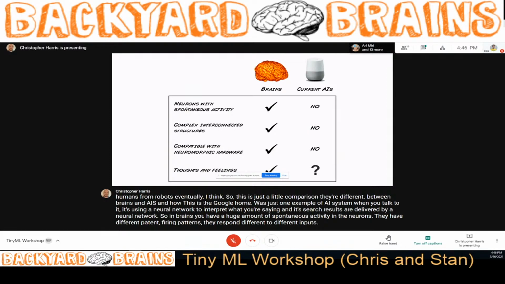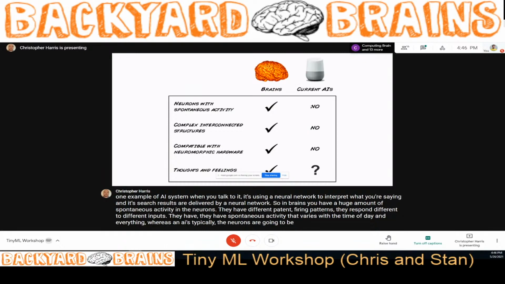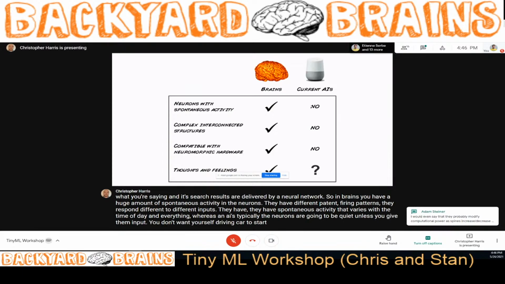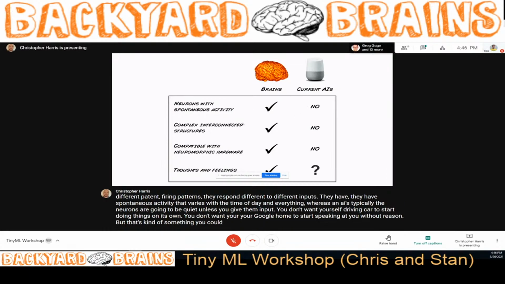They have spontaneous activity that varies with the time of day and everything. Whereas in AIs, typically the neurons are going to be quiet unless you give them input. You don't want your self-driving car to start doing things on its own. You don't want your Google Home to start speaking at you without reason. But that's kind of something you could program into a system.